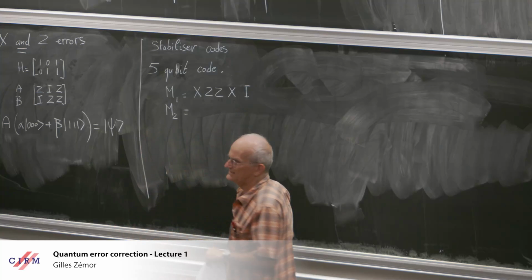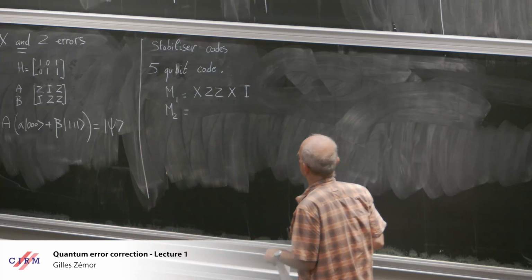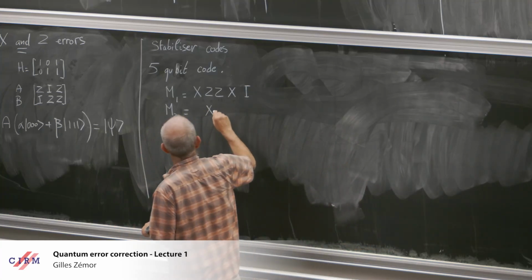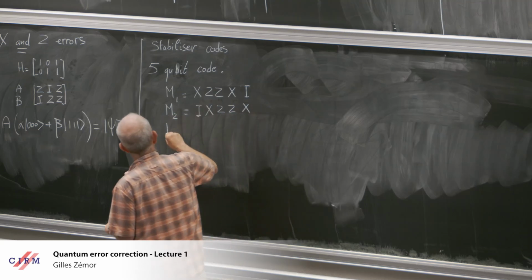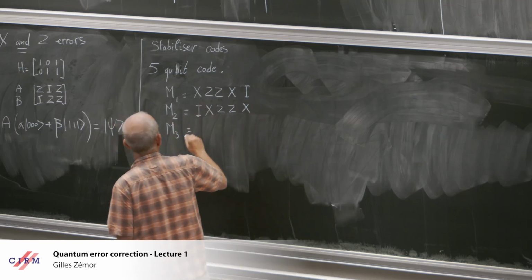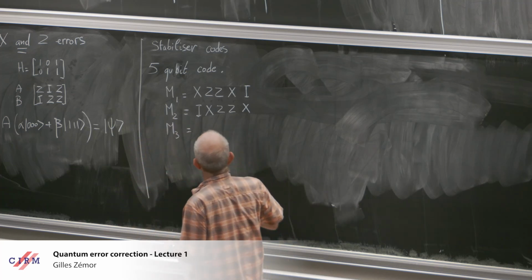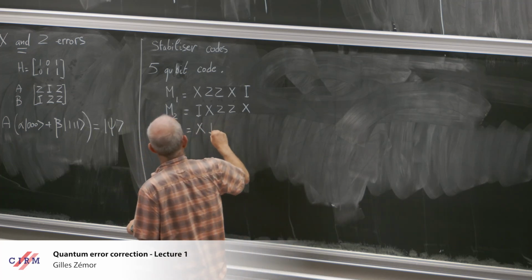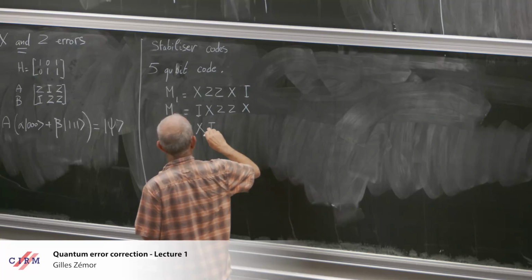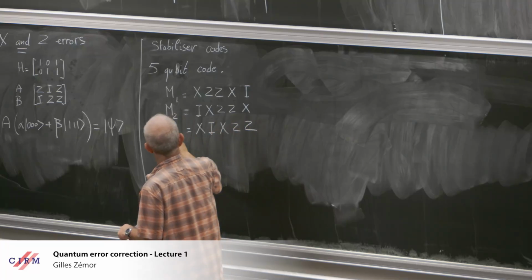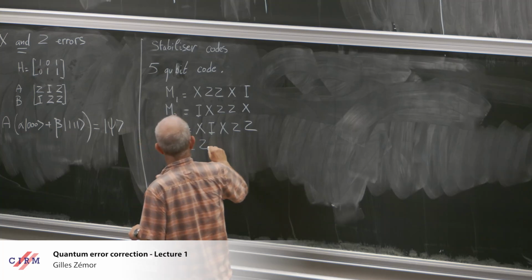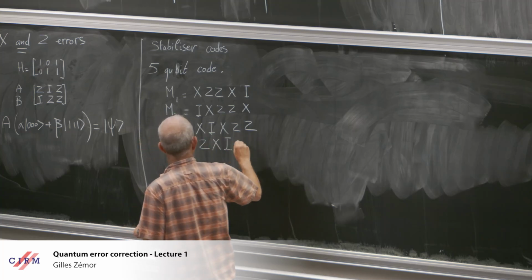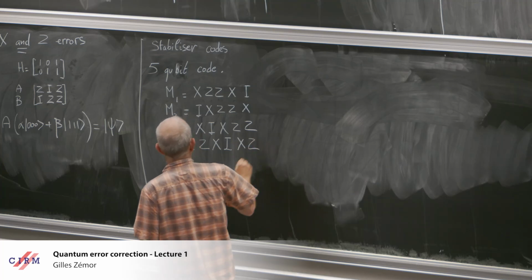M2 is a cyclic shift of this pattern. So identity, X, Z, Z, X. M3, I shift this cyclically again. So X, identity, X, Z, Z. M4 is Z, X, identity, X, Z.